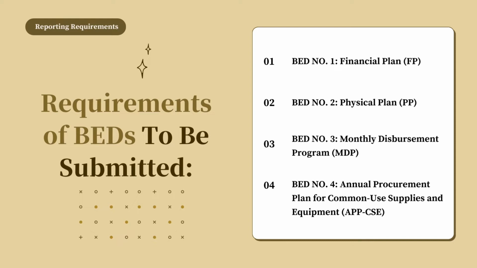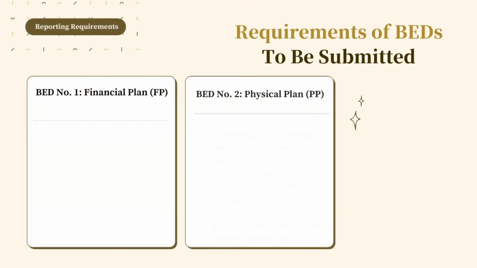Now to further understand this, let us hear from Ms. Mokamad as she discusses these requirements. Okay, so as for the continuation of the first reporter, there are 4 requirements of budget execution documents or BEDs that shall be submitted. So first is BED number 1 or the financial plan.